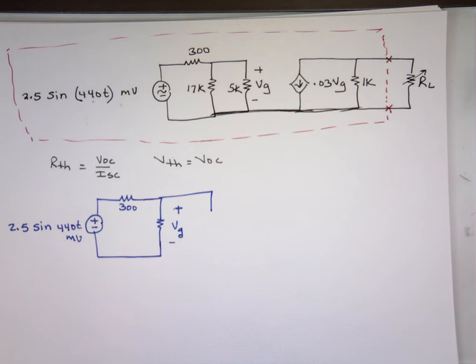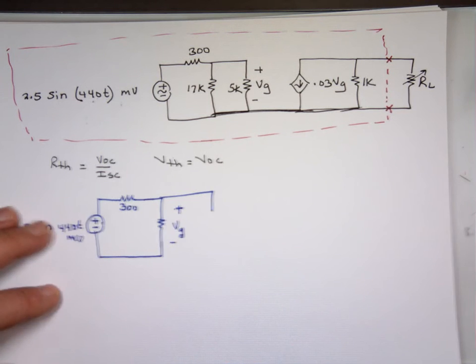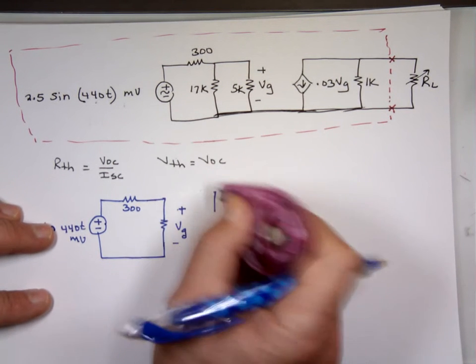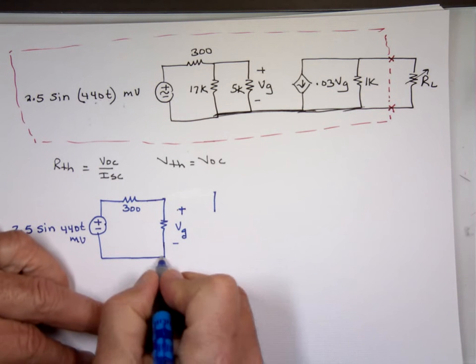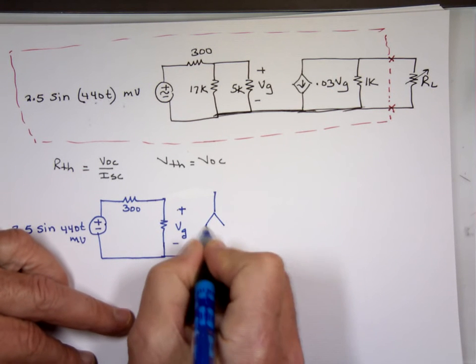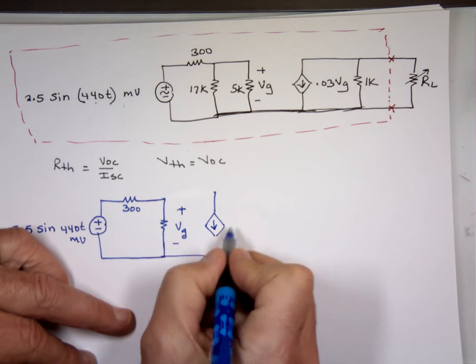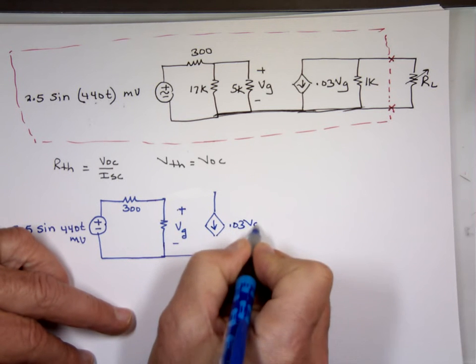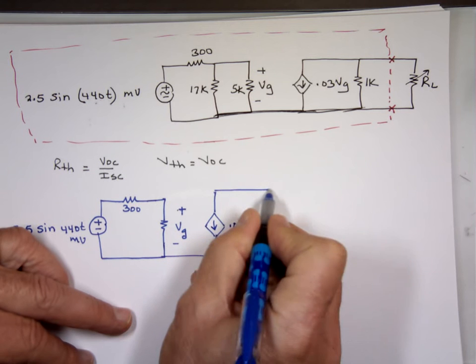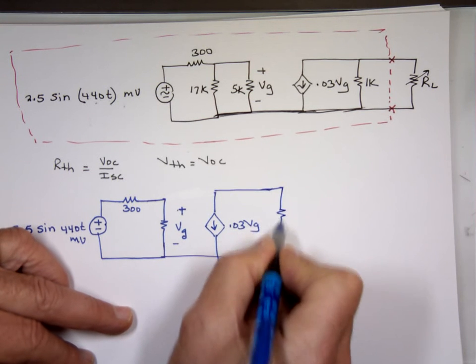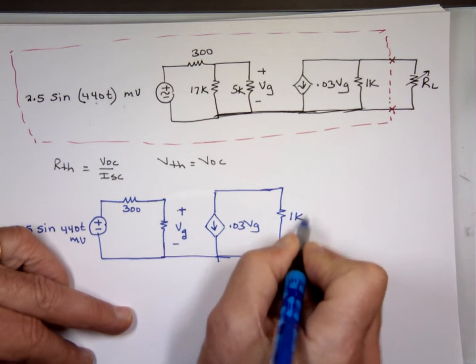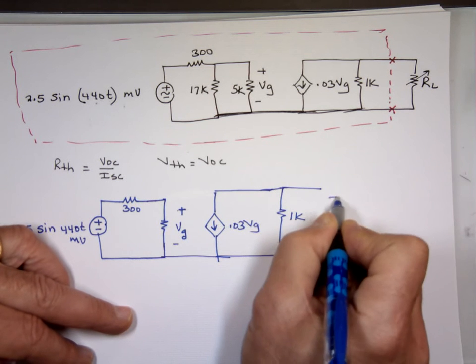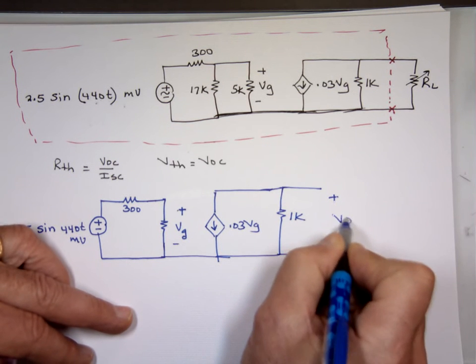Here's my eraser here. Nothing here. 0.03 VG. 1K, and V open circuit is right there, plus to minus V open circuit.